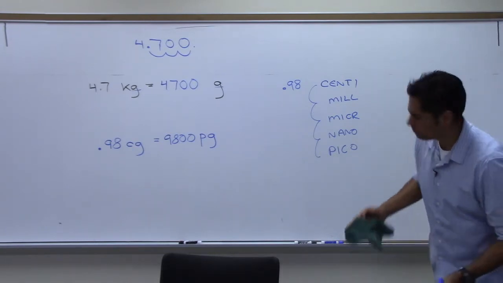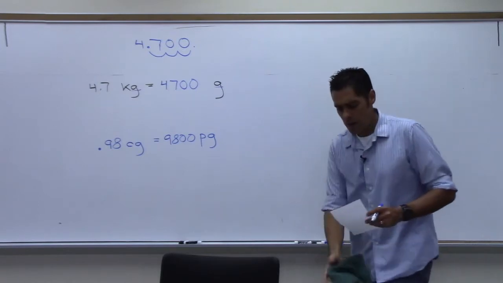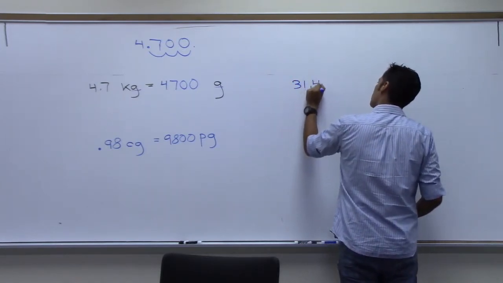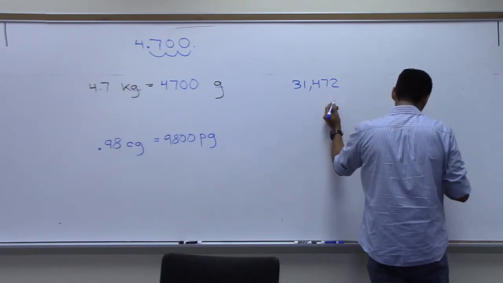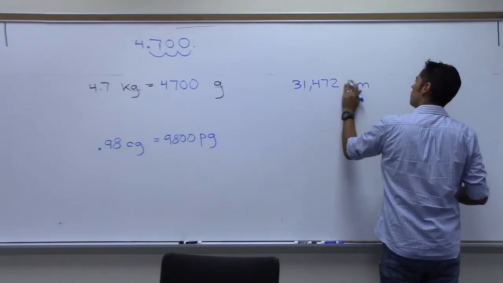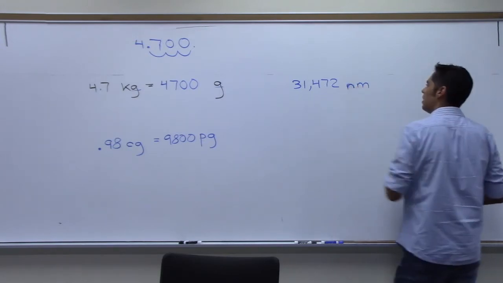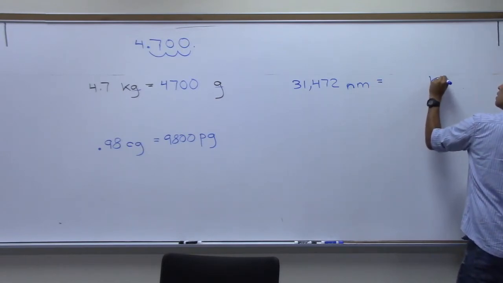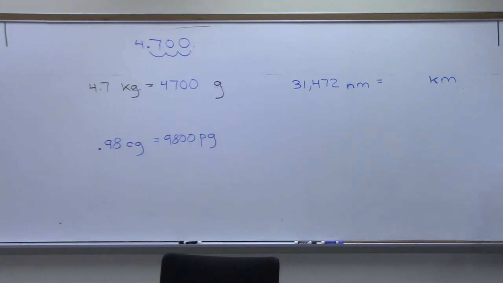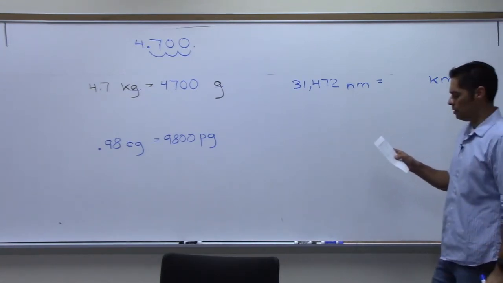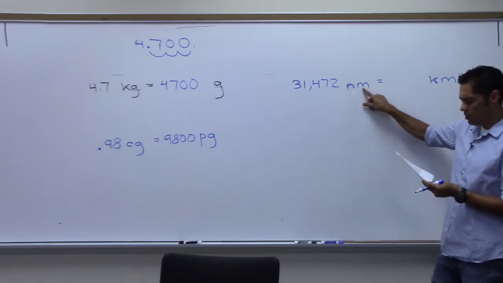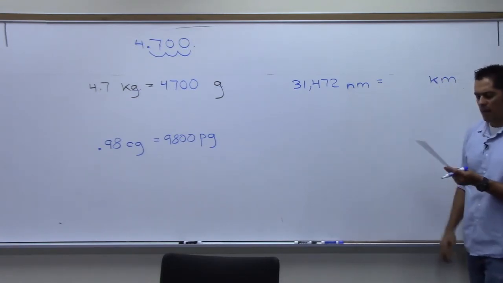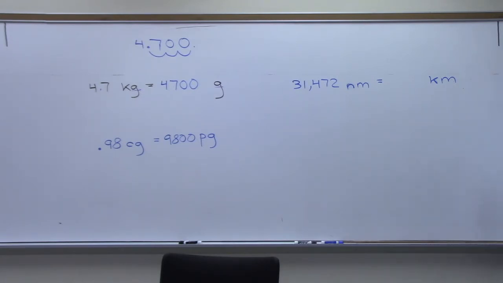Let me give you another one. How about 31,472 nanometers? That's an N, nanometers. Turn that into kilometers. So find nano. The symbol is N. Meters is our unit. So what does it take to go from nano up to kilo? How many? 8 steps. So we're going to go 8 steps.